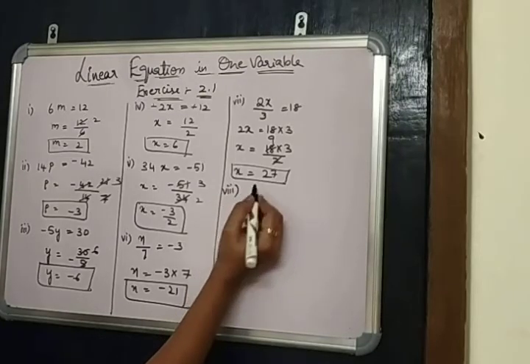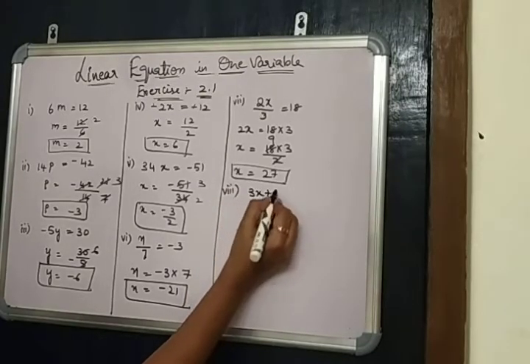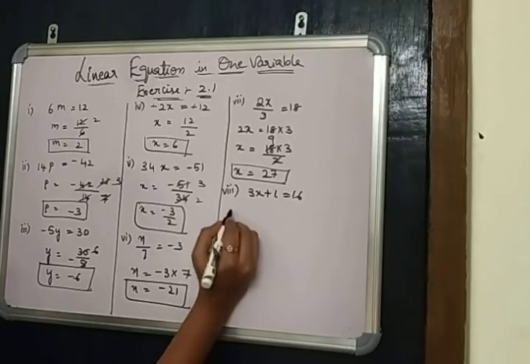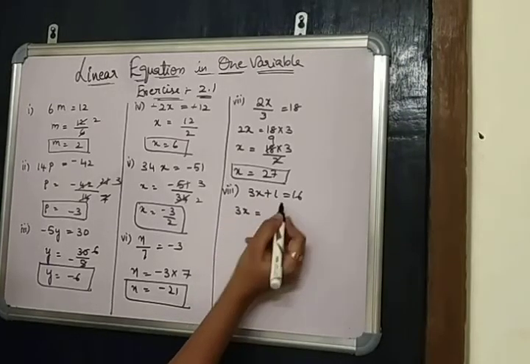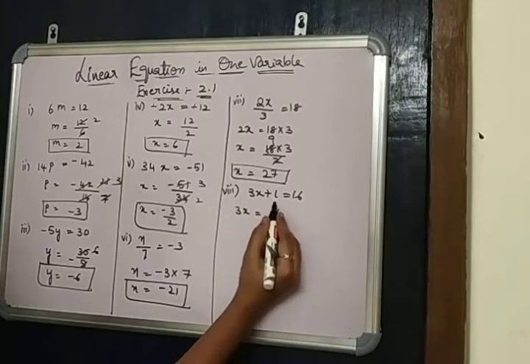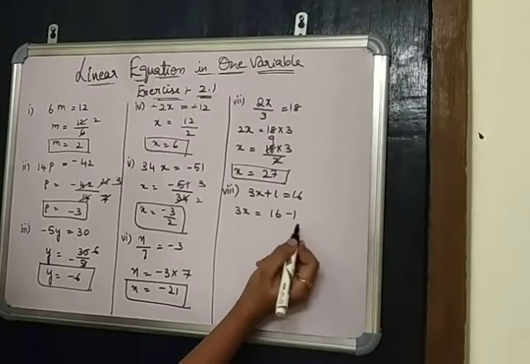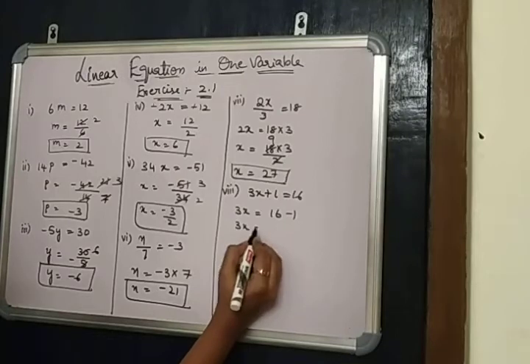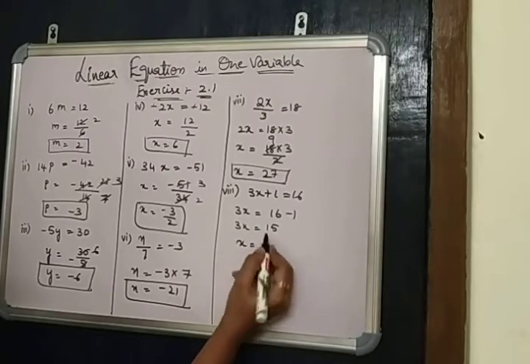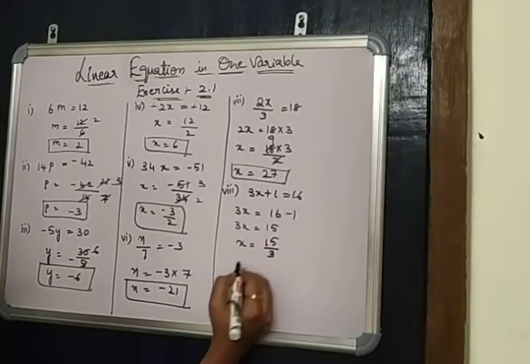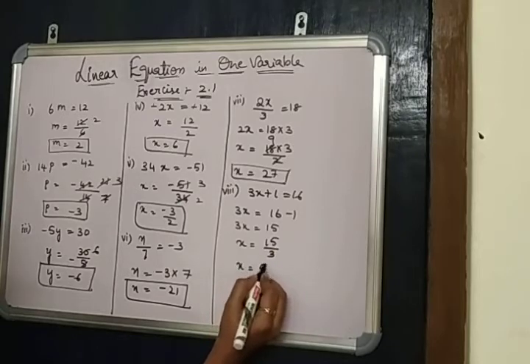Eighth problem, 3x plus 1 is equal to 16, where 3x is equal to, transpose this plus 1 into the right hand side, where it goes minus, it becomes minus 1, 16 minus 1 is equal to 15, where 3x is equal to 15, x is equal to 15 divided by 3, x is equal to 5.